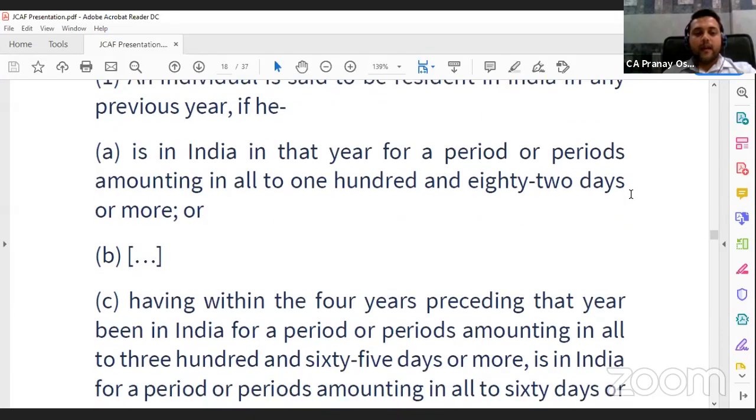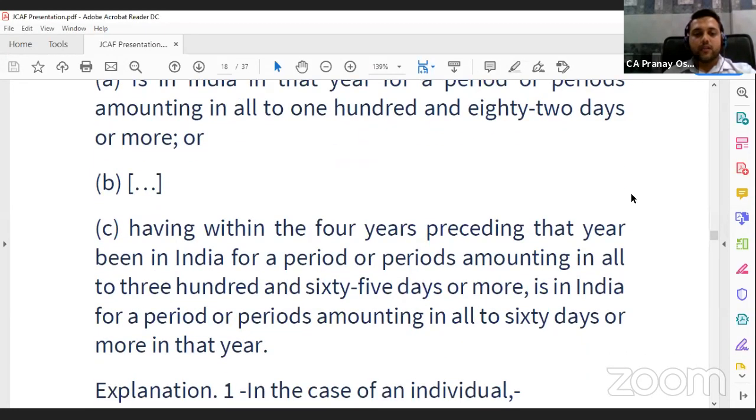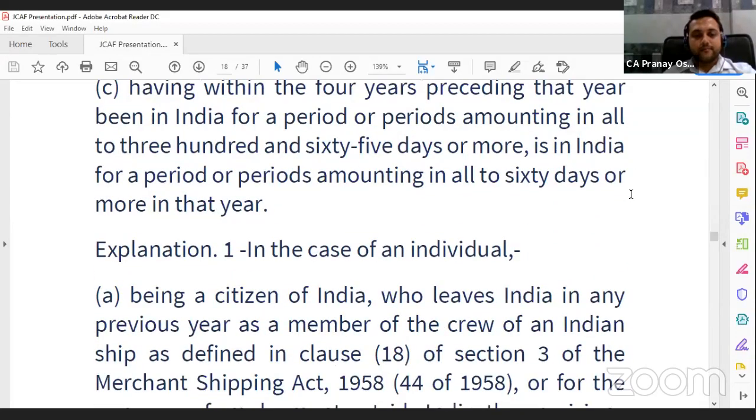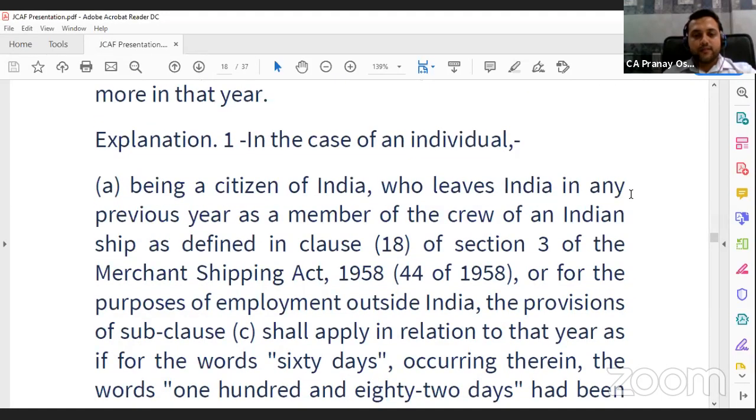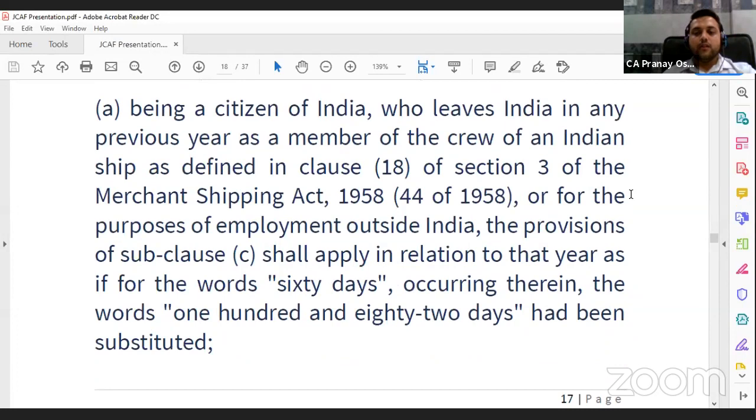Subsection B was omitted. Having within the 4 years preceding that year been in India for a period or periods amounting in all to 365 days or more, is in India for a period or periods amounting in all to 60 days or more that year. Explanation 1. In case of an individual being a citizen of India who lives in India in any previous year as a member of the crew of an Indian ship as defined in clause 18 of section 3 of Merchant Shipping Act 1958, or for the purpose of employment outside India, the provisions of subclause C shall apply in relation to that year as if for the words 60 days occurring therein, the words 182 days had been substituted.